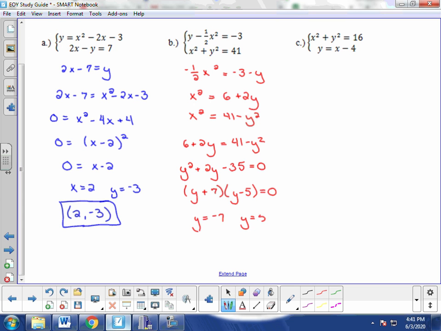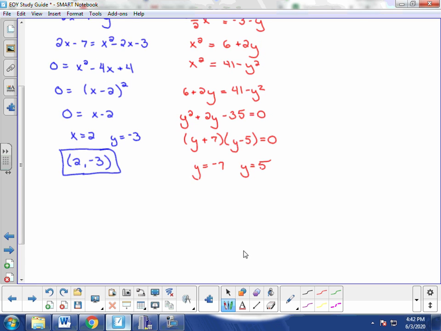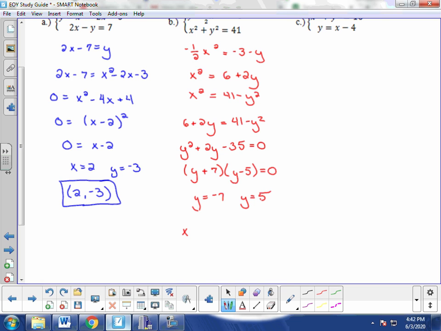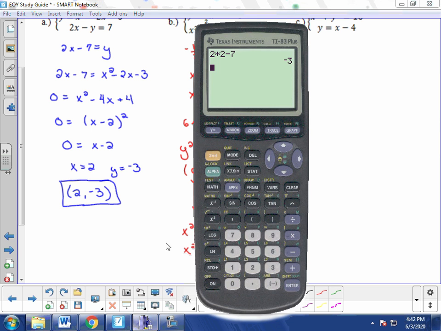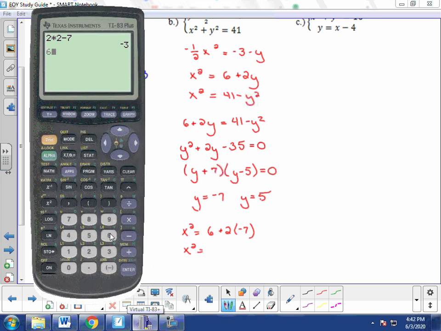So I'm going to have two solutions here. Both of these solutions are going to come with an x value. To get that x value, I'm going to go back in here and substitute. Let's start with negative 7. x squared would equal 6 plus 2 times negative 7. Let's just do this on the calculator. x squared equals 6 plus 2 times negative 7, which would be negative 8.